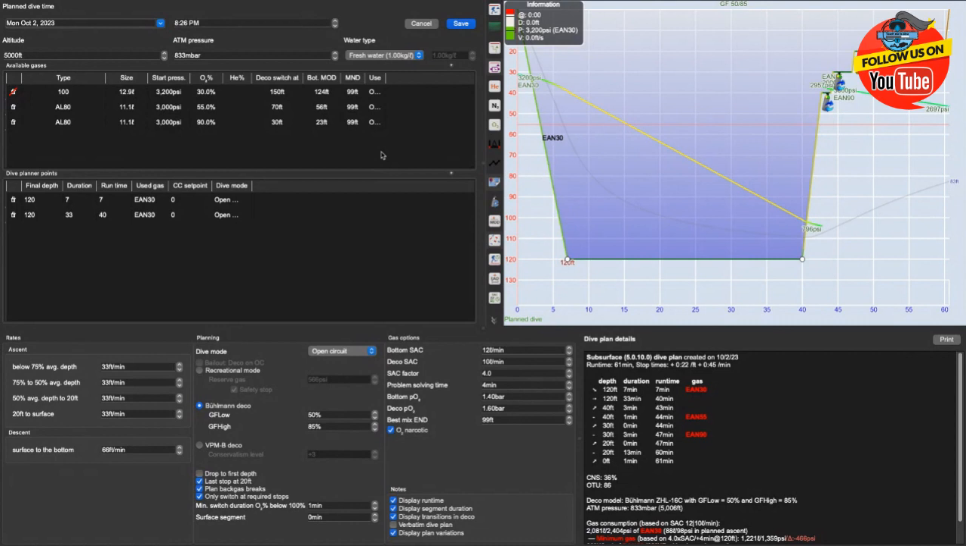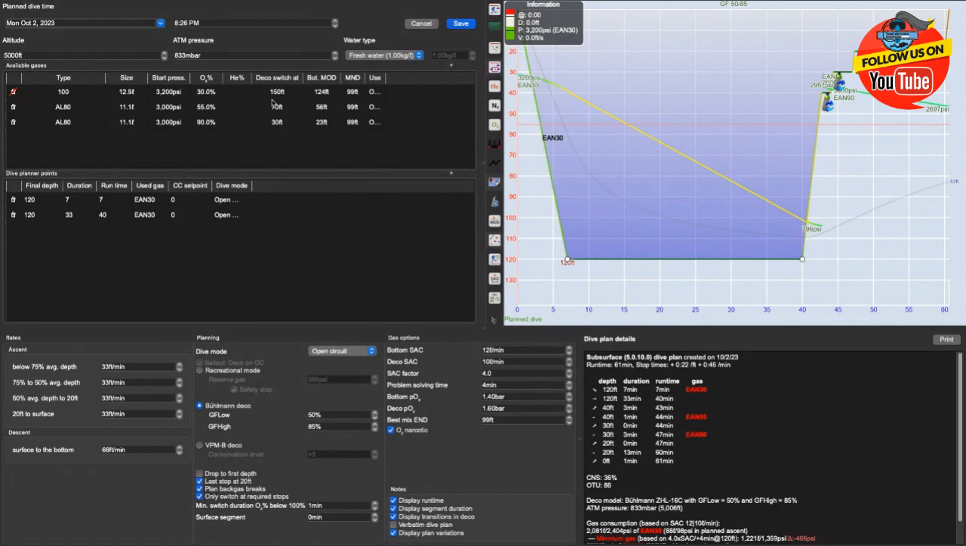Is that a reasonable difference? Yeah, absolutely. Is that safer? Yeah, I think so. Absolutely. So that's how accelerated decompression works. Literally, we saved ourselves, let's do the math, 146 minus 61, 85 minutes of decompression by using the correct gases overall. Plus a bit of narcosis.